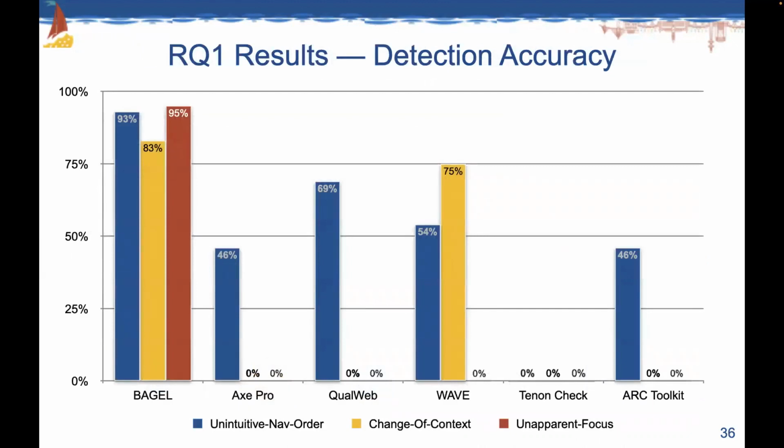BAGEL has high F1 scores for detecting the 3 types of KNFs. It is the only tool that can detect all 3 types of KNFs because it dynamically interacts with the web pages to model the runtime behaviors of keyboard focus. Most tools only scan the HTML properties of web pages.